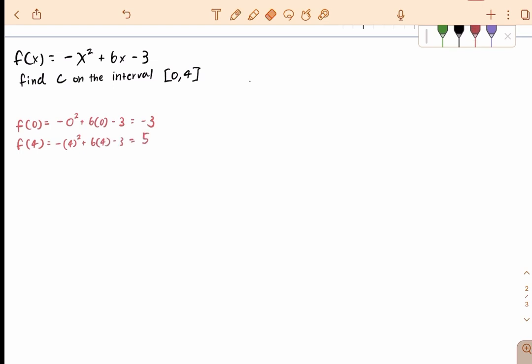From here, we can set up the equation that we want to finish with, which is f prime of c is equal to that rise over run, f of 4 minus f of 0 over 4 minus 0, which comes out to being 1, a slope of 1.